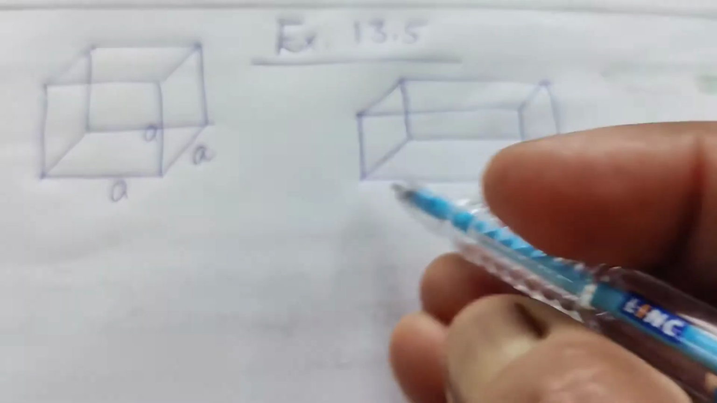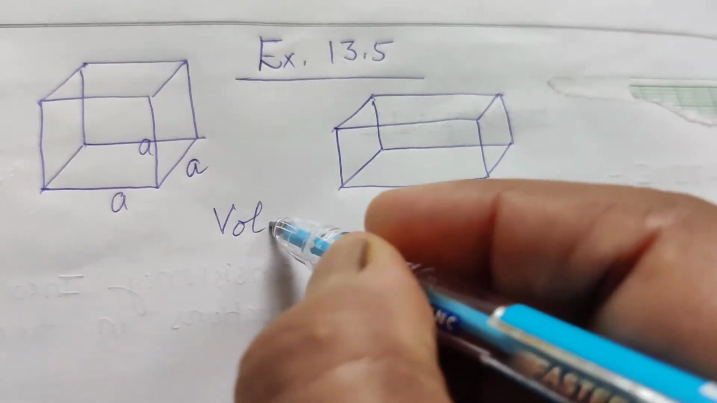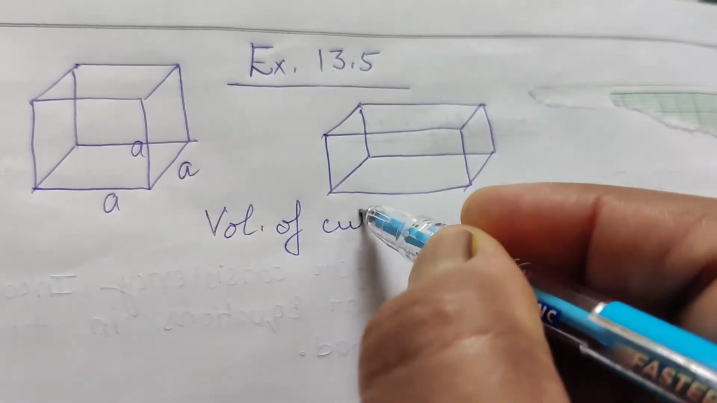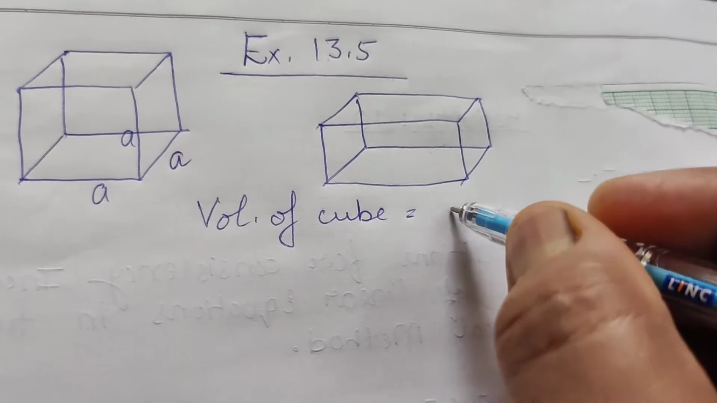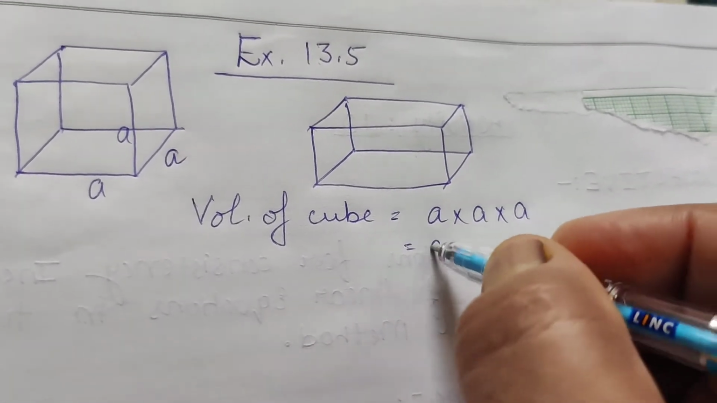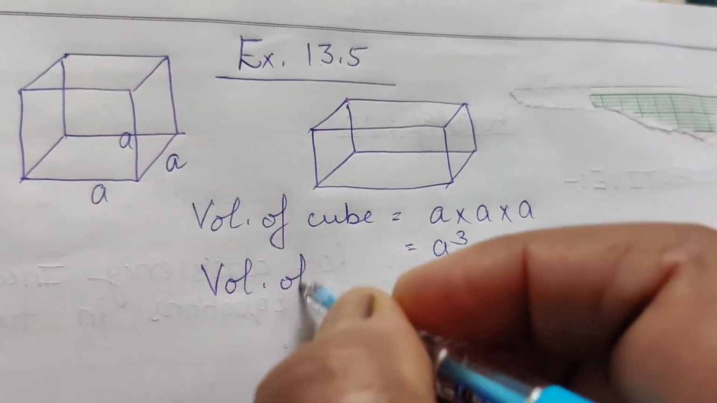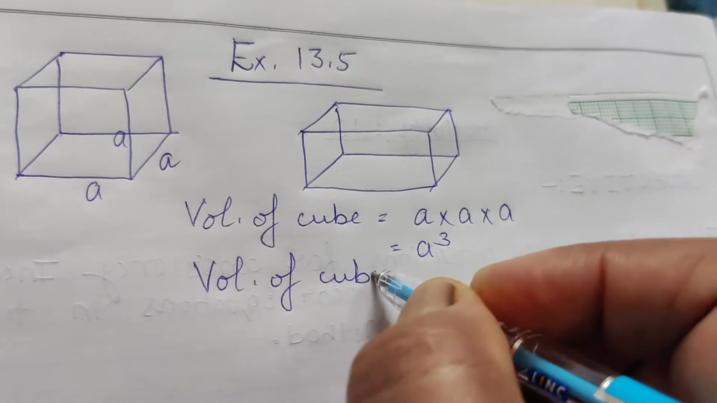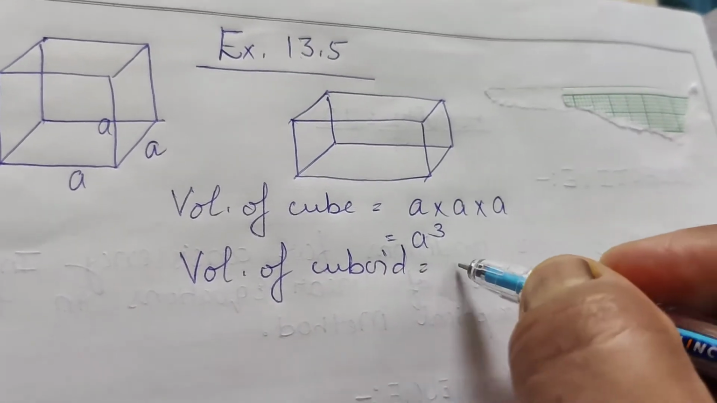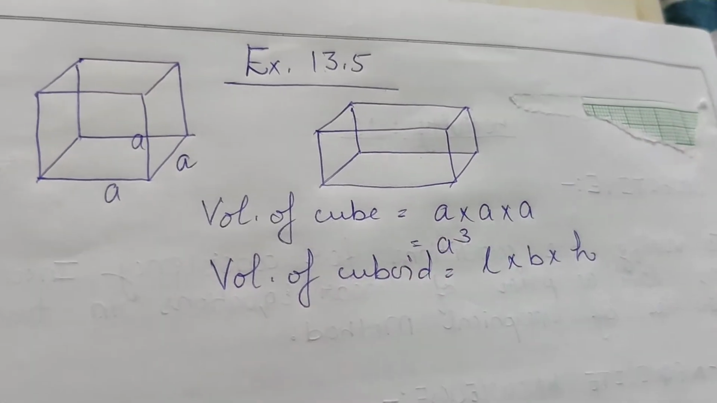It means volume of cube equals edge cube. Edge means side cube. A into A into A, A cube. And the volume of cuboid equals length into breadth into height.